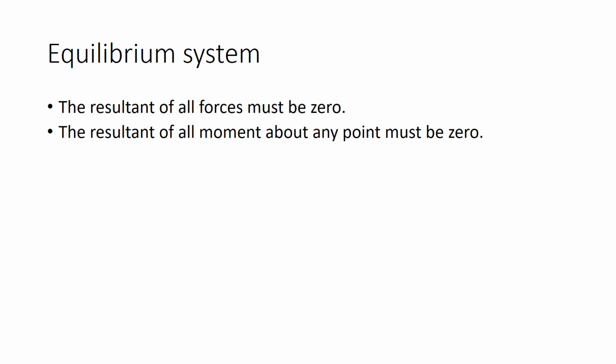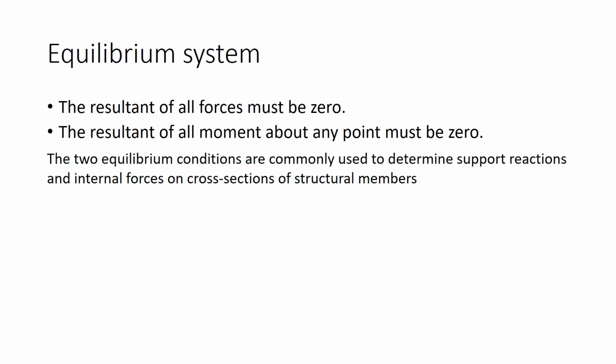So when you say that the body is in equilibrium, well, the body is said to be in equilibrium if the resultant of all forces and moments acting on it is 0. So first, the resultant of all forces must be 0, and the resultant of all moments about any point must be 0. So you can take any point and just find the resultant of all the moments about that point. It should come as 0.